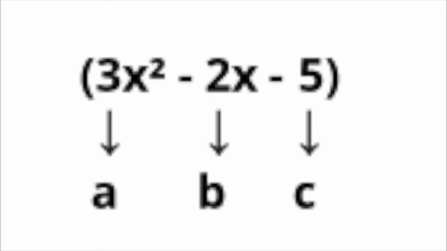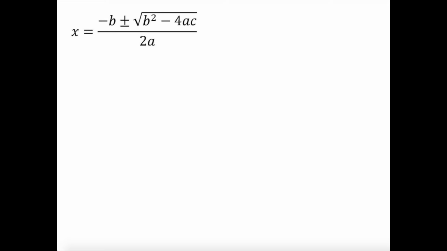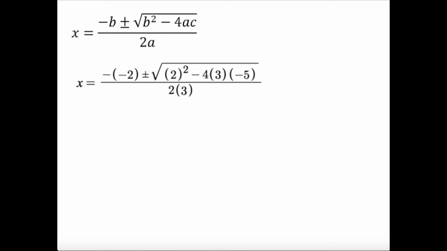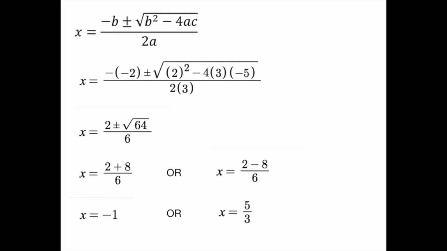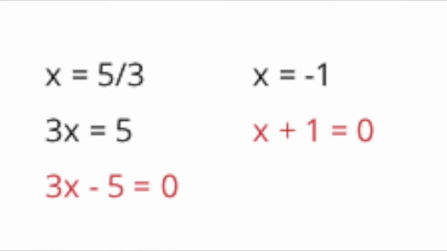And my values are a equals 3, b equals negative 2, and c equals negative 5. I substitute it all into the equation and get my values of x. Here you can see I'm just substituting my a, b, and c values and finding both of my x values. I get my values to be x equals negative 1 and x equals 5 over 3. Here I am just rearranging equations so they both equal 0.